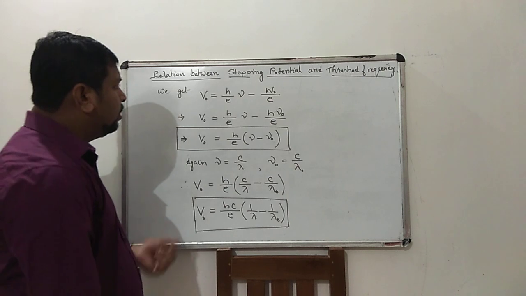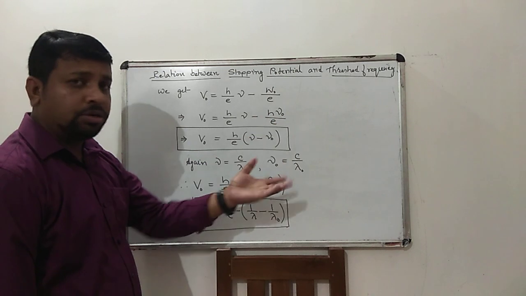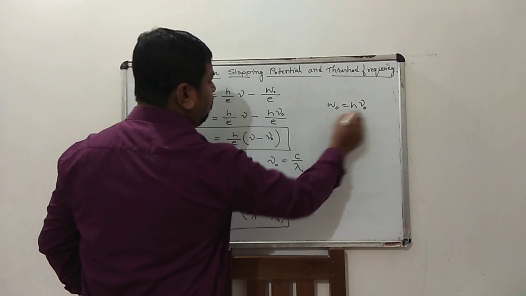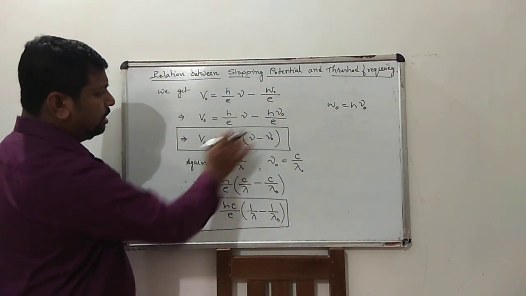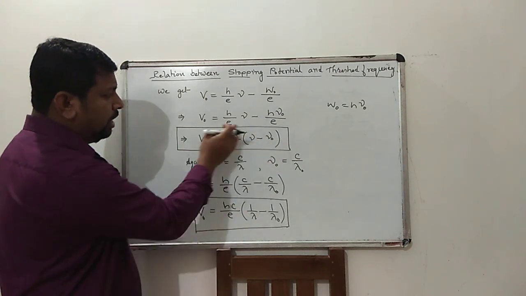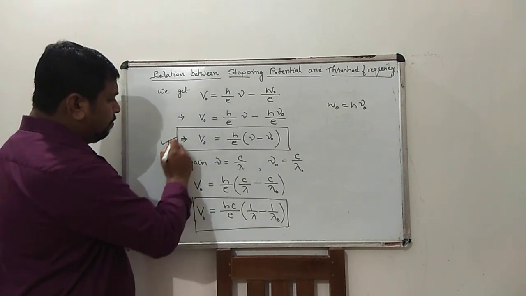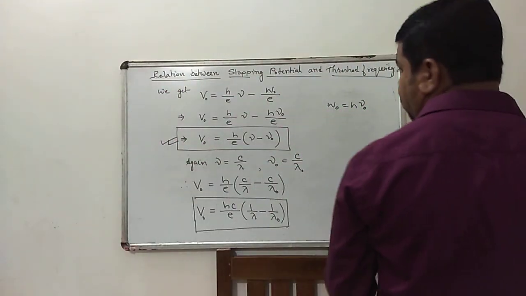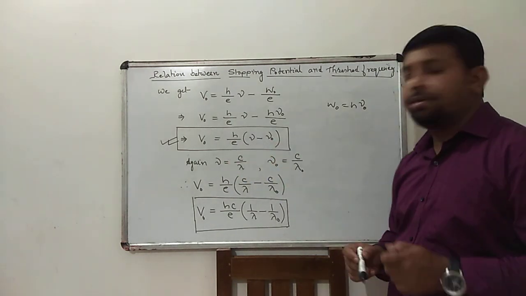Okay, already we know. So this V naught equal to h by e nu minus the work function W naught, and already we know from the Einstein equation that W naught equal to h nu naught. Okay, so putting this value h nu naught, we get V naught equal to h by e into nu minus nu naught, with h by e common. So this is the relation between stopping potential and threshold frequency. This is the most important relation between stopping potential and threshold frequency.